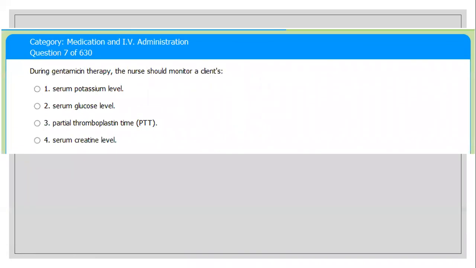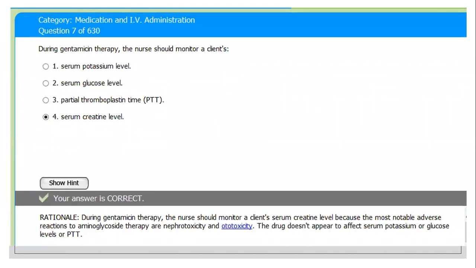Next question: during gentamicin therapy, the nurse should monitor the client's what? Gentamicin is a broad-spectrum antibiotic. When you prescribe it to the patient, what should we monitor? Serum potassium level, serum glucose level, partial thromboplastin time, or serum creatinine level. What is our answer? If your patient takes gentamicin, we have to check the creatinine level because of the nephrotoxic effect.